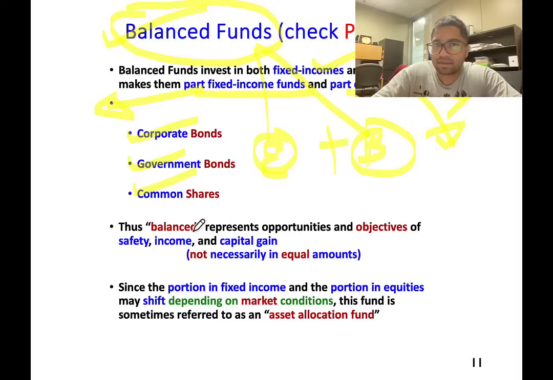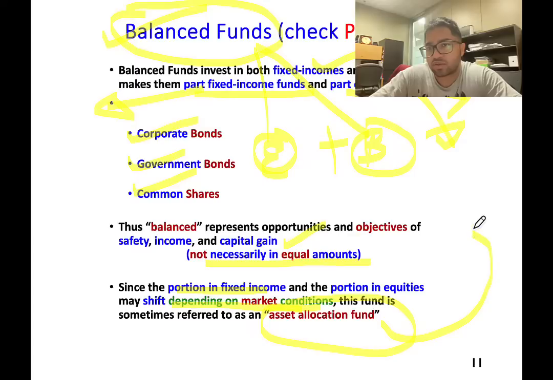The balance represents opportunities and objectives of safety, income, and capital gains, not necessarily in equal amounts. So it could be very different for different funds. It is not 50-50. It's not 50% equity, 50% fixed income. It can be very different. Since the portion in fixed income and portion in equity may shift depending on market conditions, this fund is also known as an asset allocation fund. Important for exam: balance funds are also known as asset allocation funds.